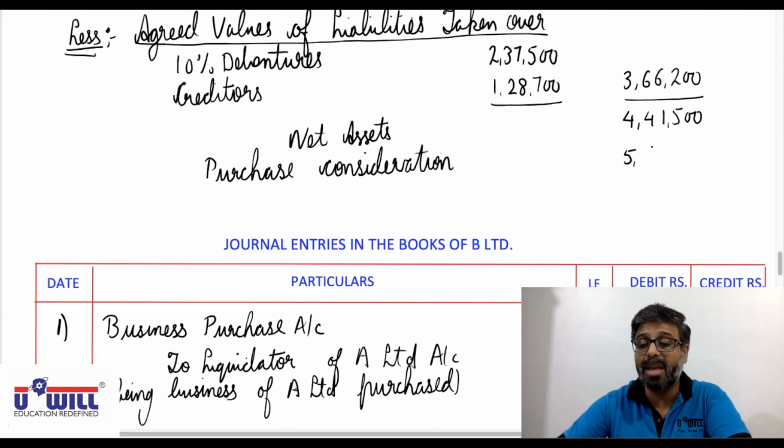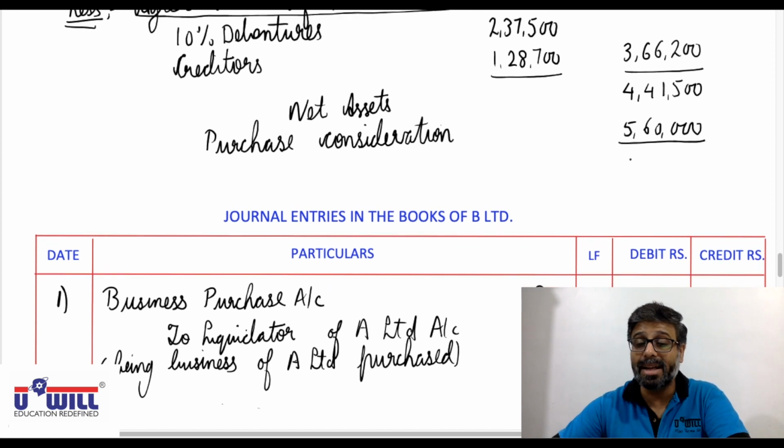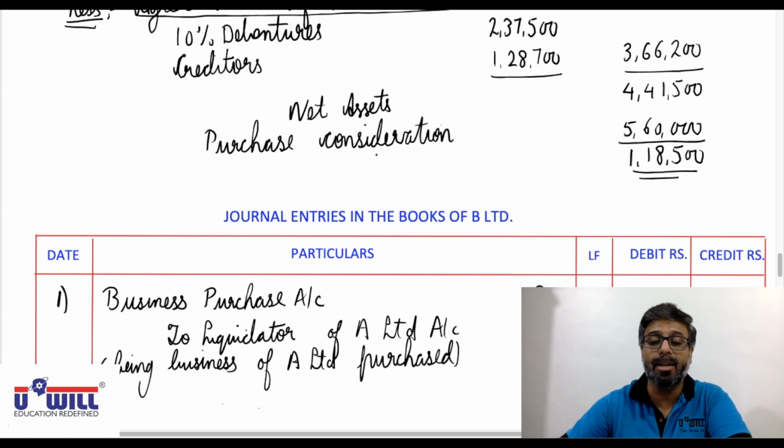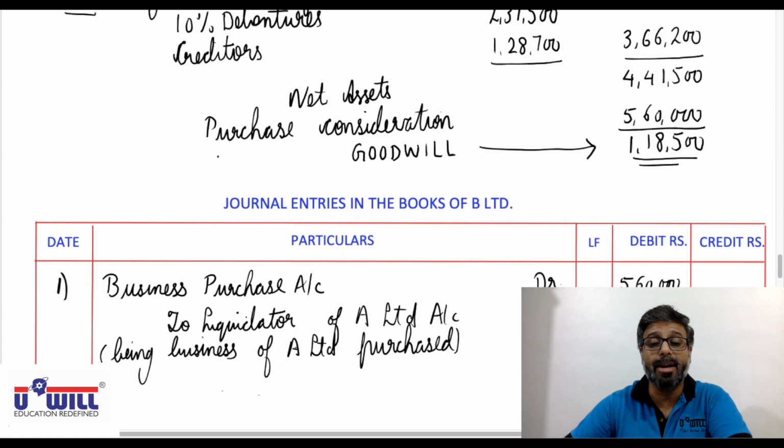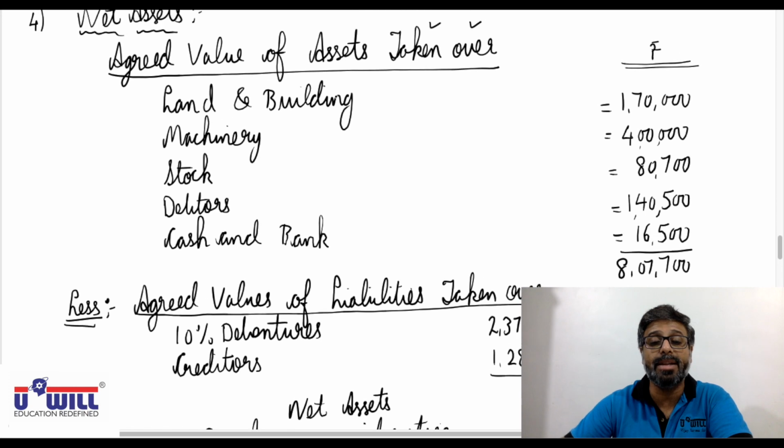So are we paying more or less? We are paying more. How much more are we paying? If you find the difference between the two, 1,18,500 we are paying more. That is the value of goodwill. Okay, so in second entry, goodwill account will be debited with 1,18,500. Now directly from this workings we will get the entry.